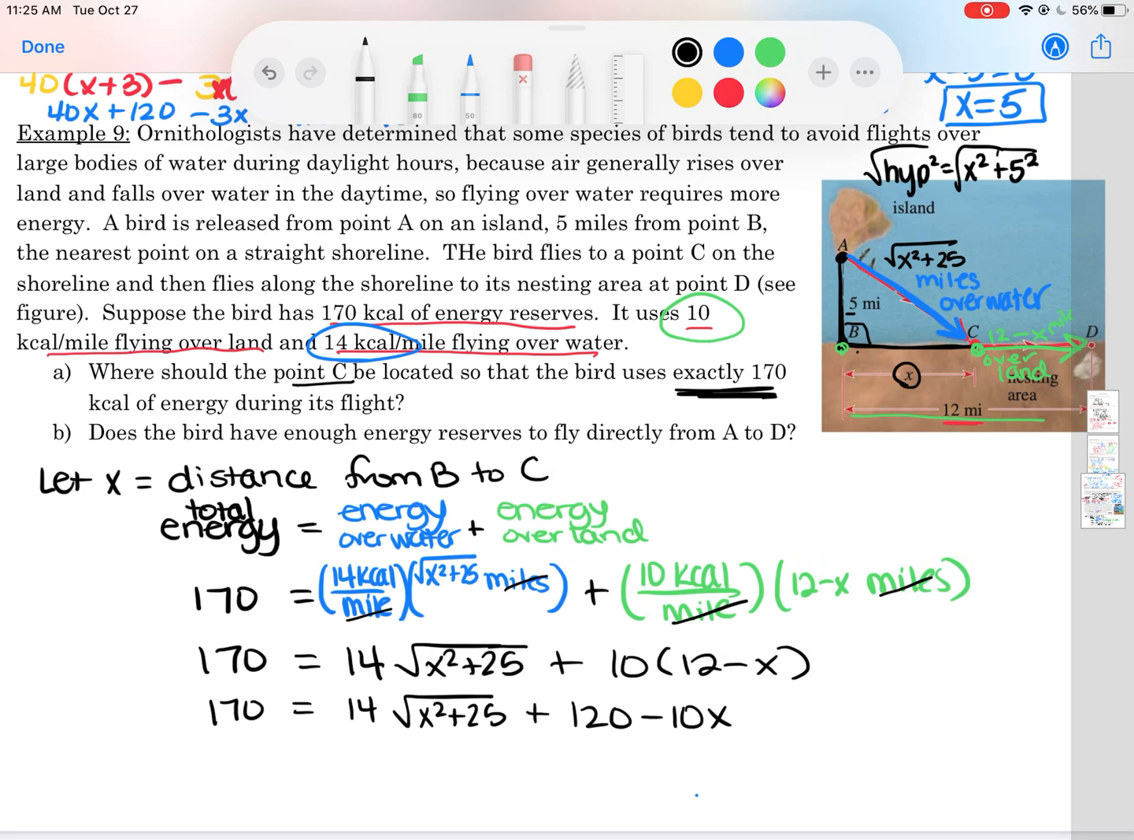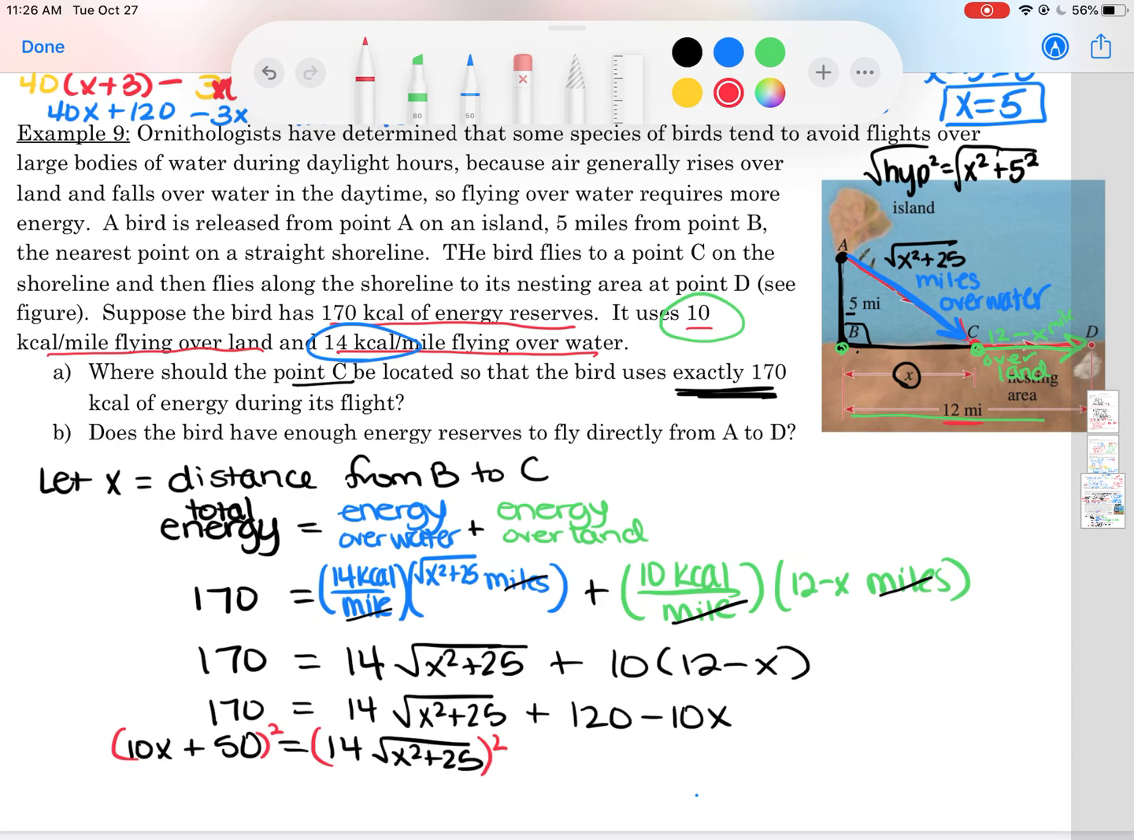So when I subtract the 120 from both sides, that's going to give me, let's see, that's 50 plus 10x. So 10x plus 50 is equal to 14 root x squared plus 25. And then we'll divide by 14 on, I guess we could divide by 14 on both sides. That doesn't hurt. Or we could square both sides at this point. It actually might be nicer if we just square both sides. If we do that, then we don't have to worry about fractions.